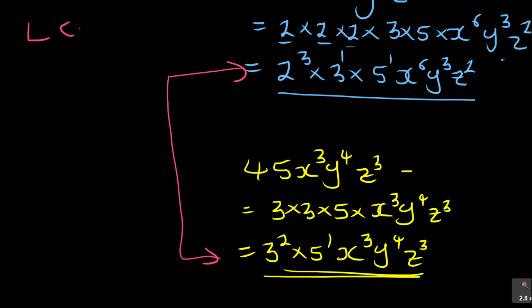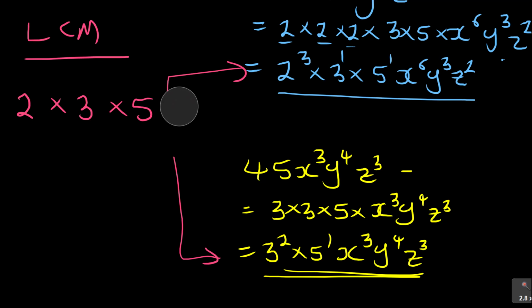To find the LCM, each and every number must be represented, and each and every letter must be represented. So let's start from the smaller one. There is a 2, I'll take the 2. There is a 3, I'll take the 3. There is a 5, I'll take the 5. So represent each and every number and each and every letter. There is an X, I'll take the X. There is a Y, I'll take the Y. And there is a Z. That's the first part. Every letter must be represented.